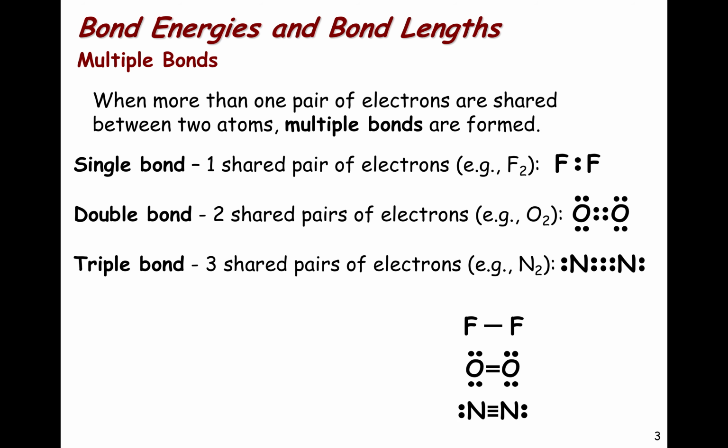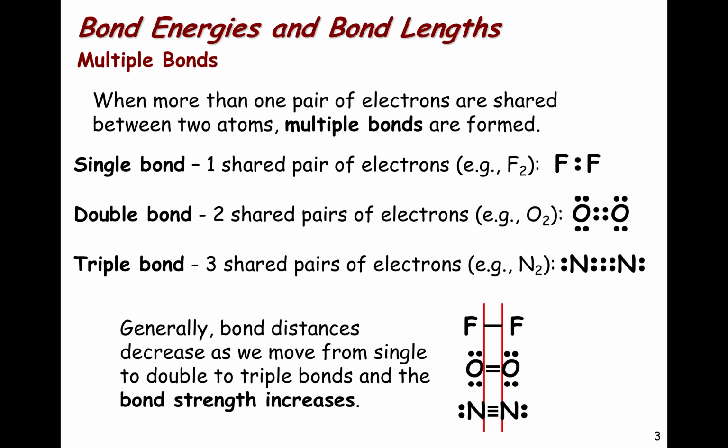If we go to the element nitrogen, there are 3 pairs of electrons, and in fact the distance between the atoms gets even shorter. So it turns out that generally as the number of pairs of electrons that are shared between two atoms increases, the distance between the two decreases and the so-called bond strength increases.